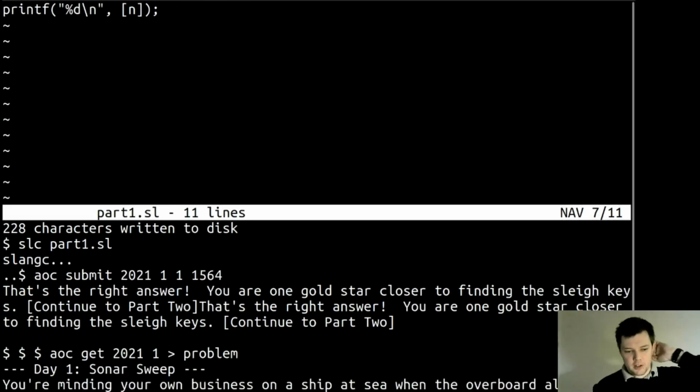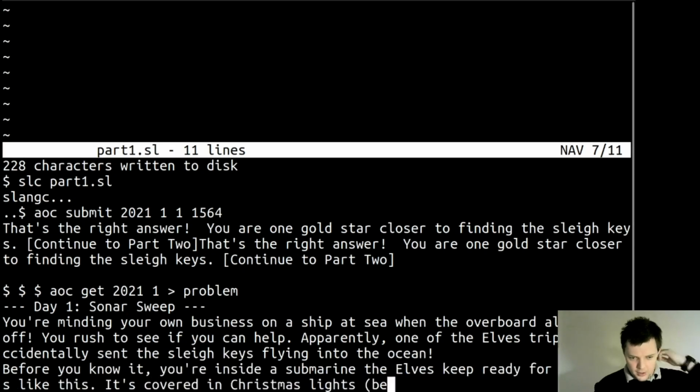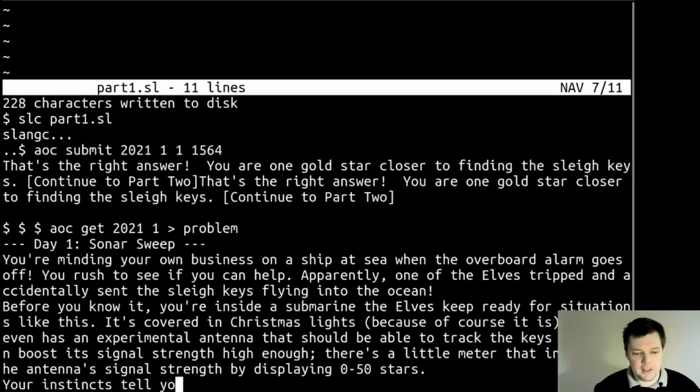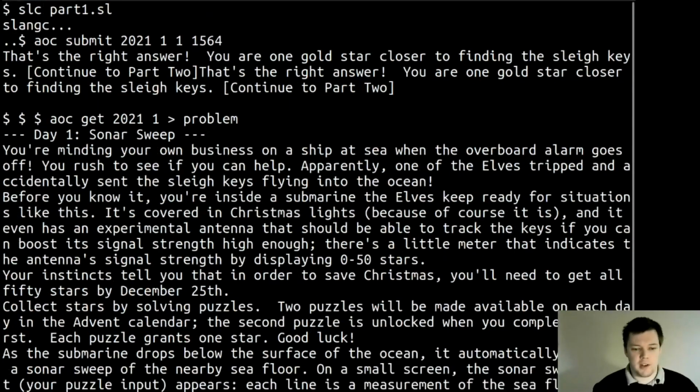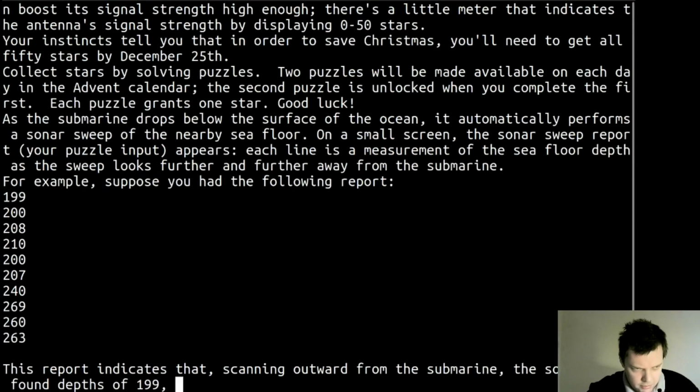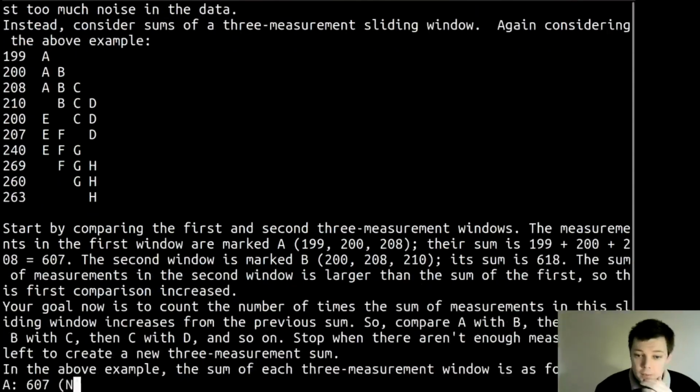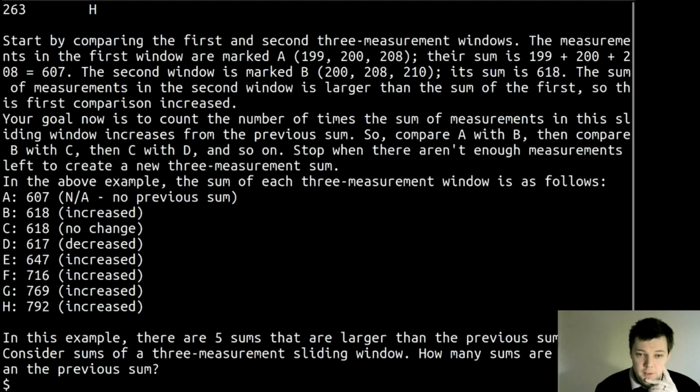So I could have either used the unsigned magnitude operator, which is writing GT instead of a greater than sign, or I could have initialized prev depth to 7FFF instead of FFF. Some of the measurements in the second window is larger than some of the first. Okay. How many sums are larger than the previous sum in the sliding window?